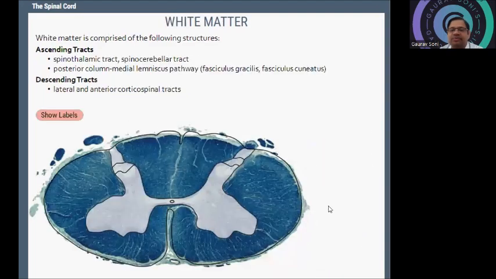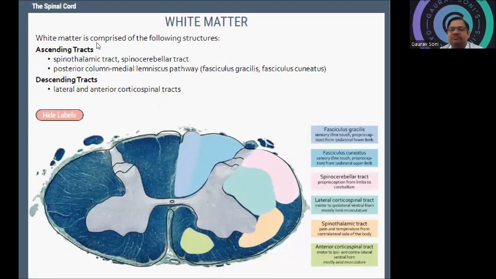Now talking about the white part. The white part has many structures which you have to see. White matter comprises the following ascending tracts and descending tracts. The ascending tracts are the spinothalamic tract and spinocerebellar tract, and the posterior column, medial lemniscus pathway, that is fasciculus gracilis and fasciculus cuneatus. The descending tracts are the lateral and anterior corticospinal tracts.